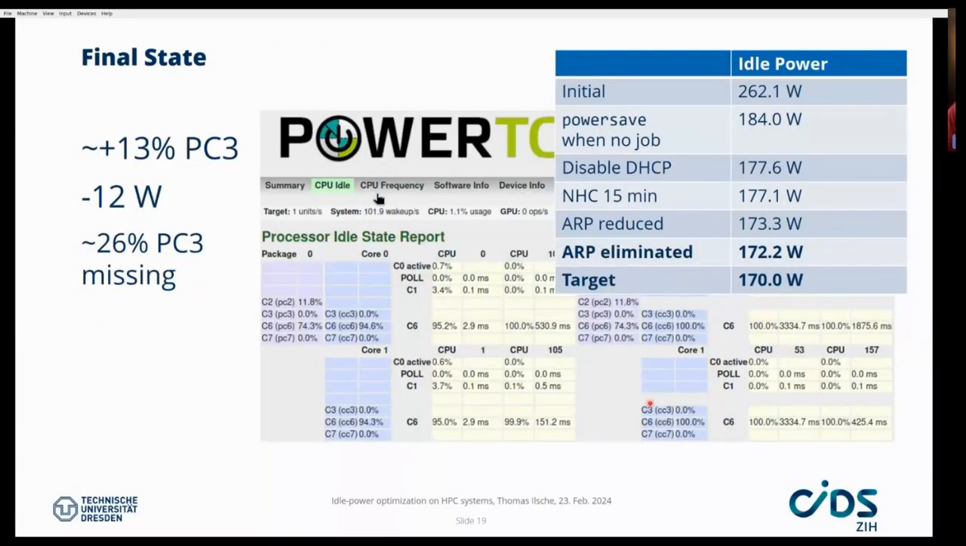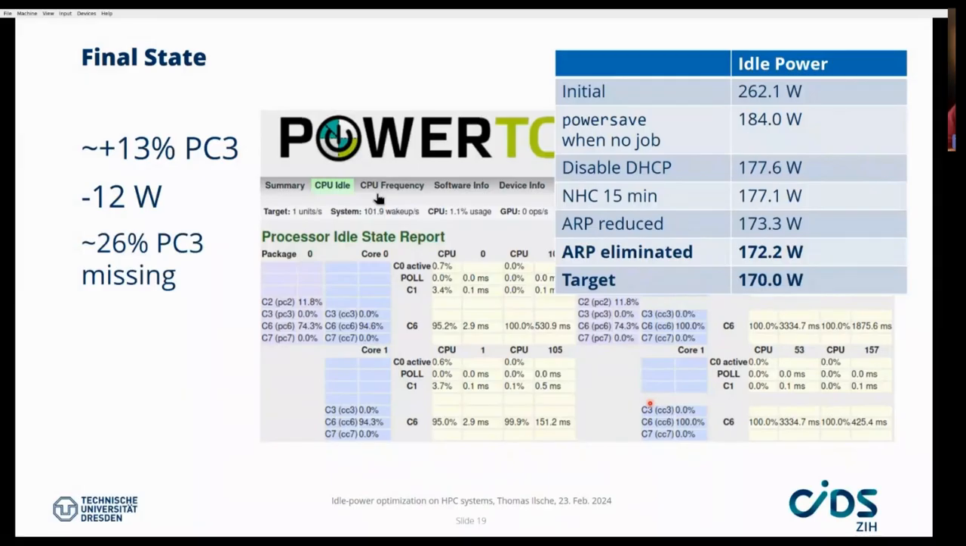So we see that we were able to save 12 watts from all of those network and node health control updates. But we still have quite some time in inefficient package C-states. So there is certainly potential to improve this, but there were no ways to really do this.